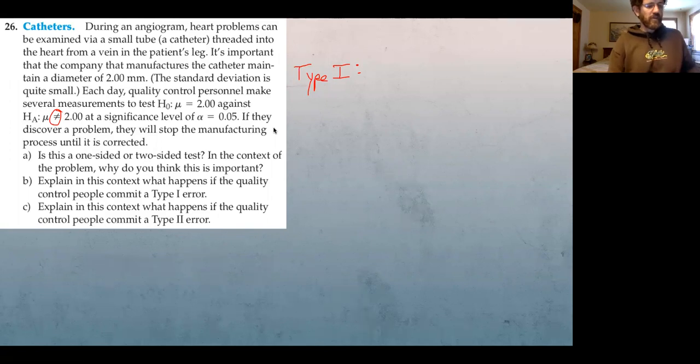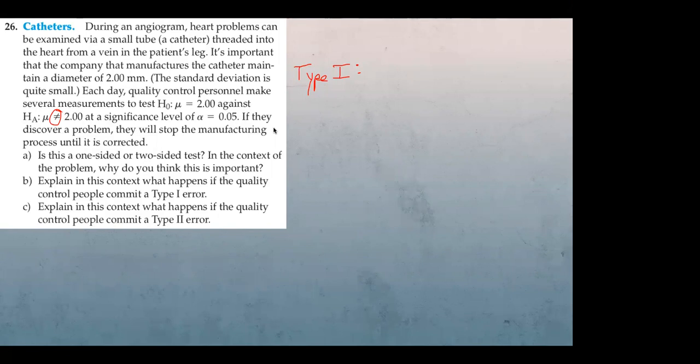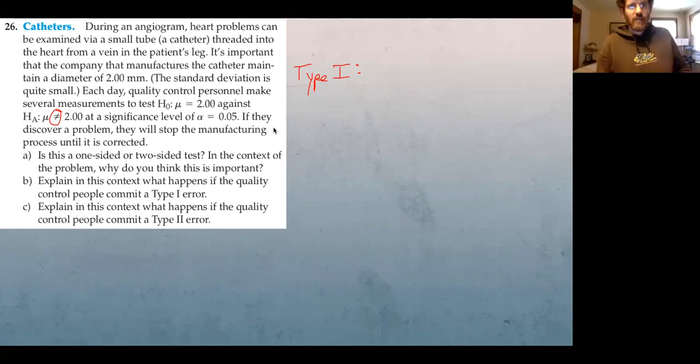Does anyone remember a type 1? Are we rejecting the null when we shouldn't, or are we failing to reject the null when we shouldn't? We're rejecting the null when we shouldn't. Okay, so type 1, we rejected the null and we shouldn't have. What are the consequences here?